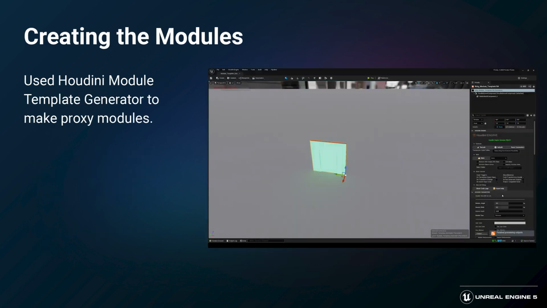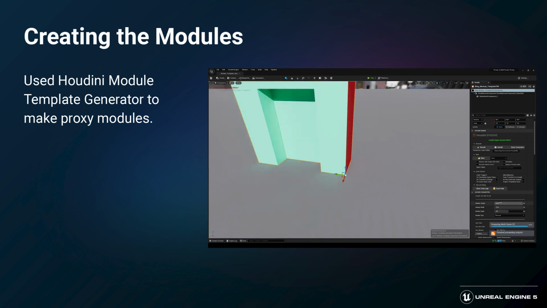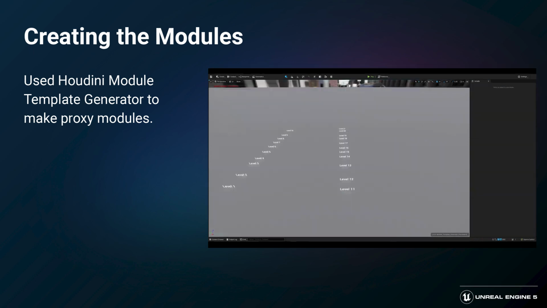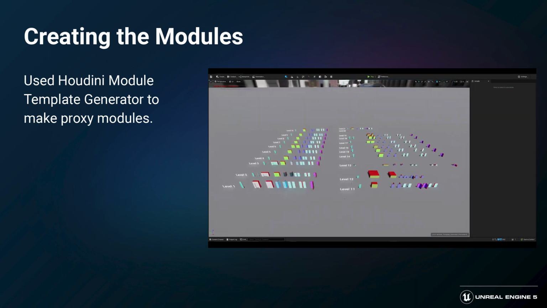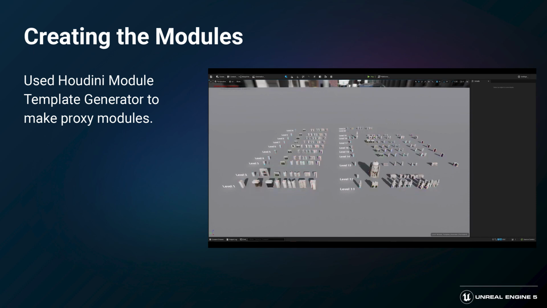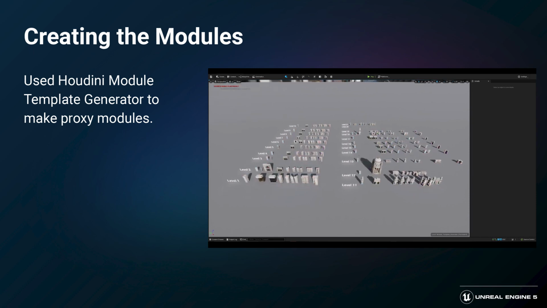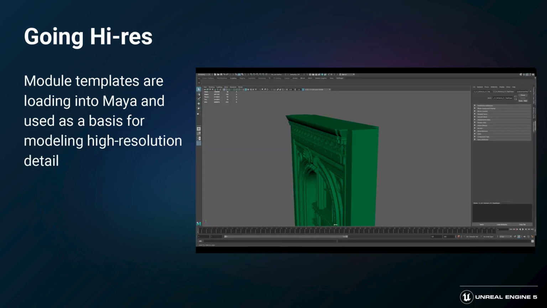Once we had all the module shapes defined for a building style, we used a custom-built module template generator to create a proxy version of each module. The template generator also allowed for defining additional metadata for the module, including module name, variation, floor, and dimensions. All the module templates are organized into a building kit that represents all the modules required to recreate the building. We used these templates as a starting point to create each building style and began prototyping the procedural building. We also use these template modules as a starting point in Maya to create high-resolution geometry.